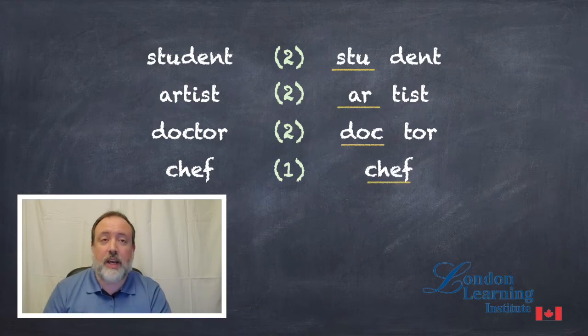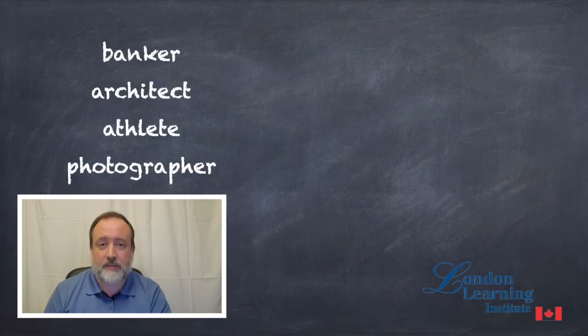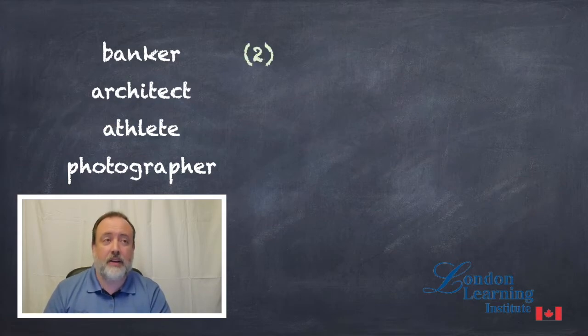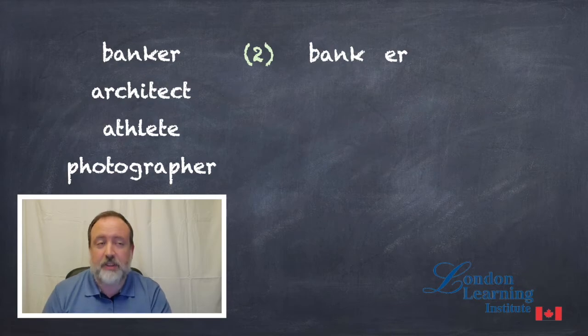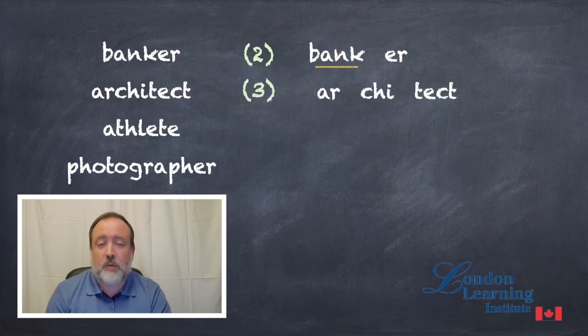Now, let's look at 4 more. There's a couple of tricky ones in here. Banker. Banker. Banker has 2 syllables. Banker. And it's the first syllable that's stressed. Banker. Banker. Now what about architect? This one's different. There are 3 syllables. Architect. Which one is stressed? Architect. Again, it's the first one.